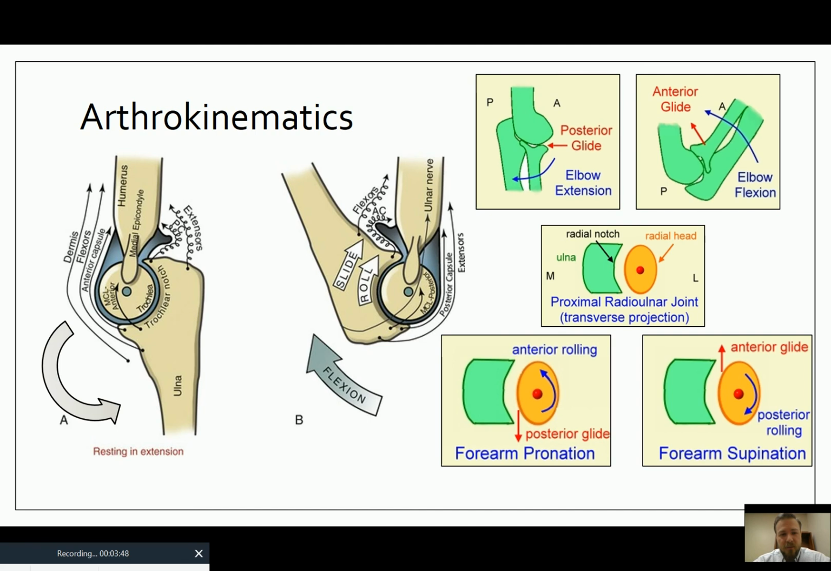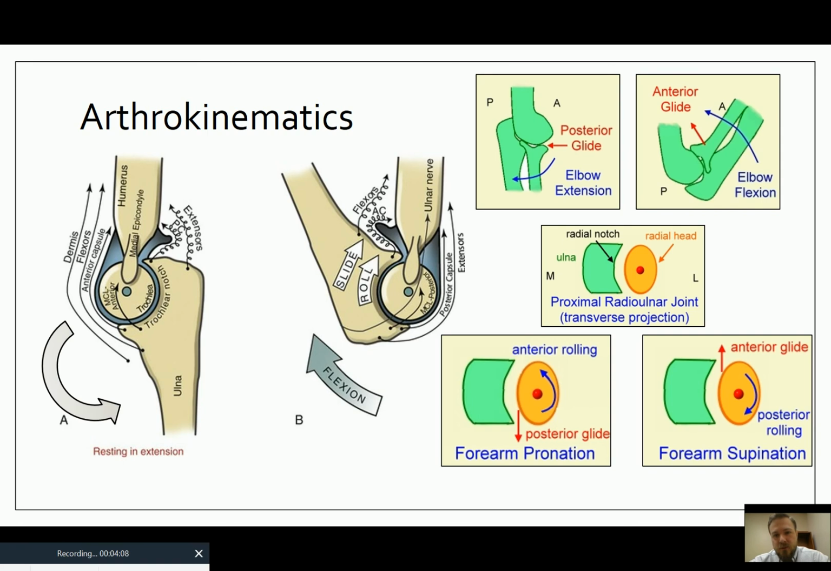In picture B, you'll see that there's an anterior slide or glide and an anterior roll. That's again due to the concave-convex rule. And the opposite is happening, right? Flexors and anterior capsule are going lax, and the posterior capsule and extensors are going on stretch.